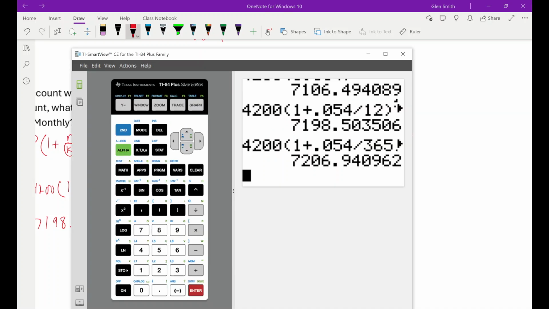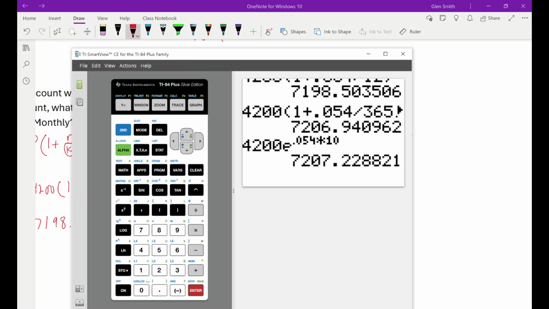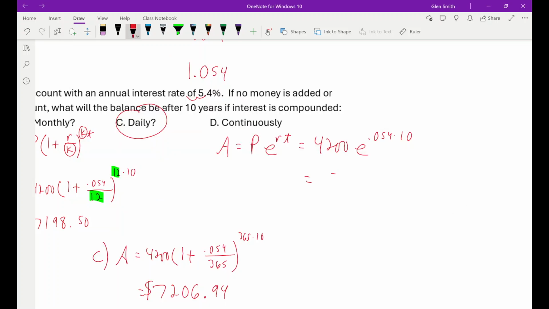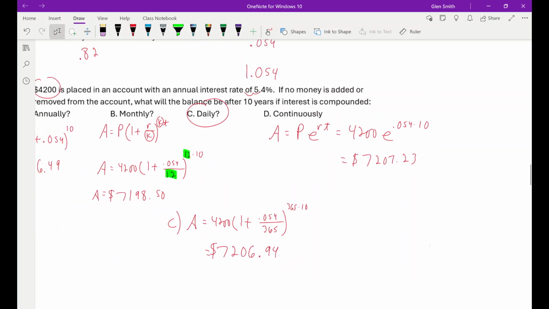So that's 4,200. To get to e, it's second, this ln button here next to the 4. That's e to a power, and we're going to put in 0.054 times 10. And hit enter, and we get 7207.23. Okay. You can see over 10 years, it's not that much of a difference from daily. But if you invest in more money, you can see that it's definitely going to be more. And if you give it more time, it'll also be more.